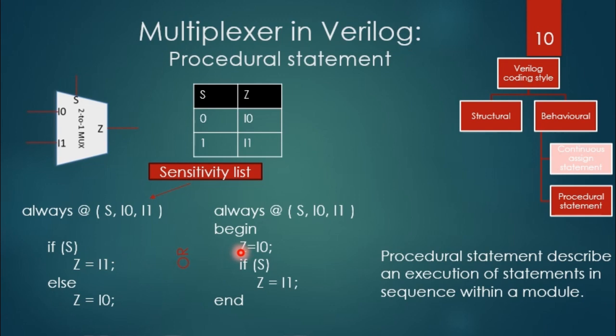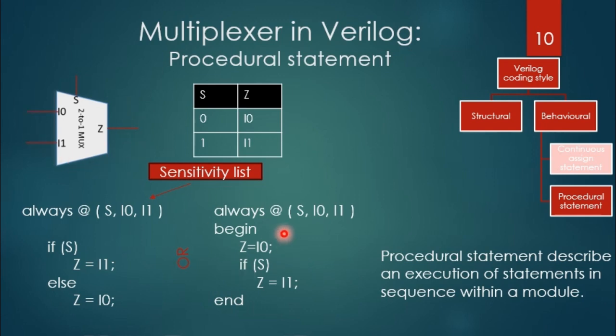So if you write Z equal to I0, then when these lines are executed, Z will be assigned I0 first, then only the statement if S equal to 1 will be checked, and if S equal to 1 is true, then Z will be assigned I1. So it is like a programming style of coding. So this coding also describes a 2 to 1 multiplexer.